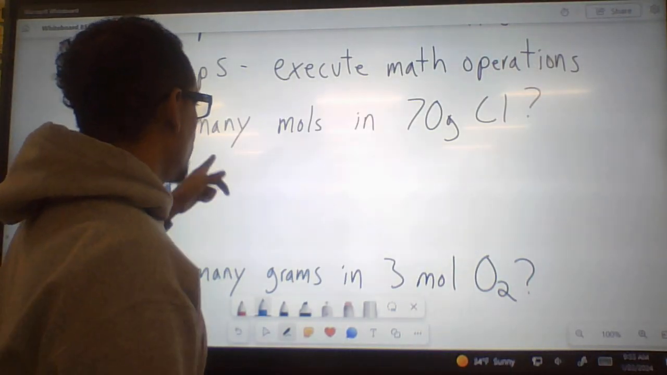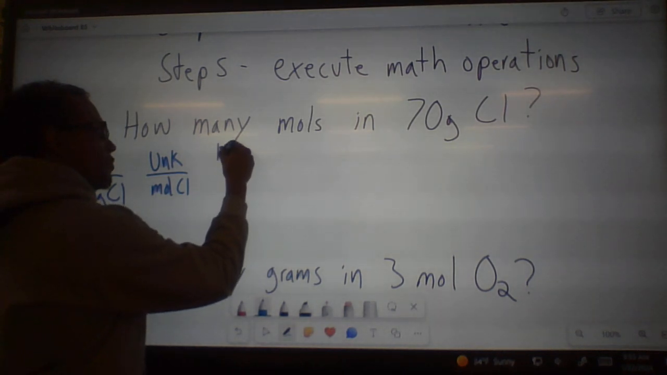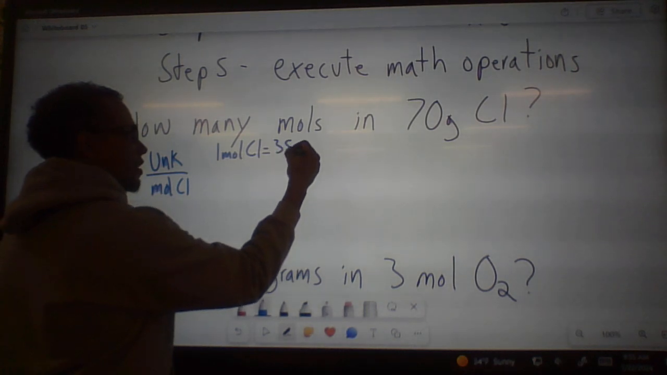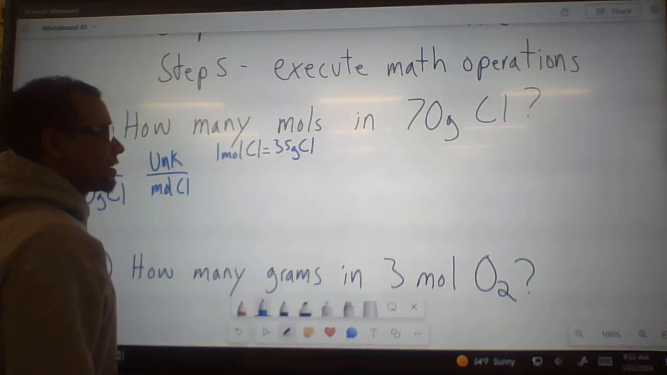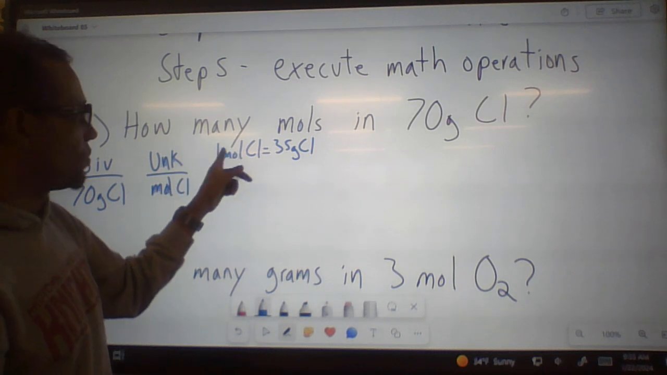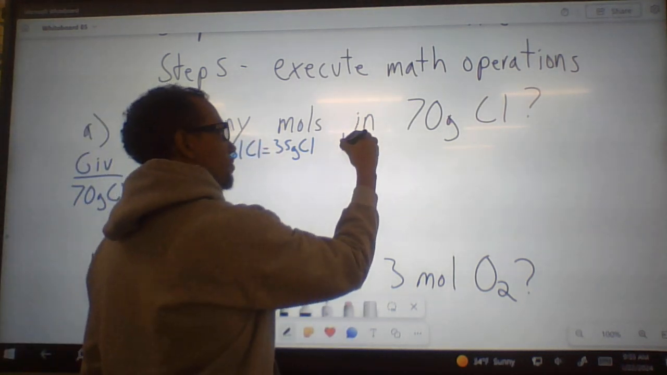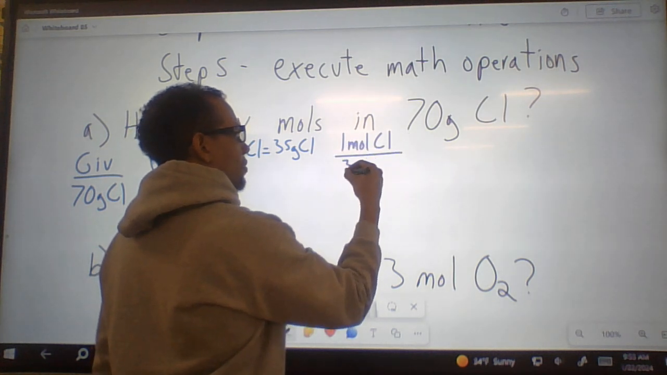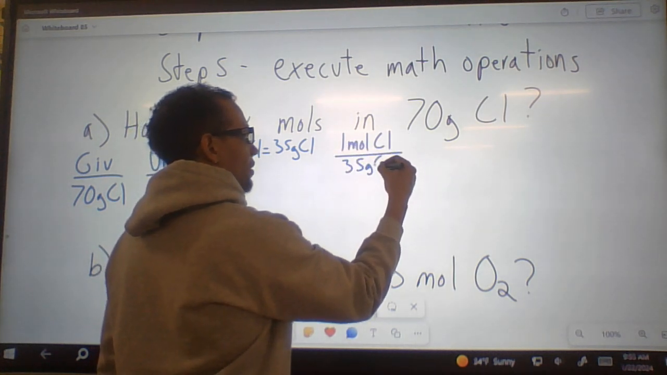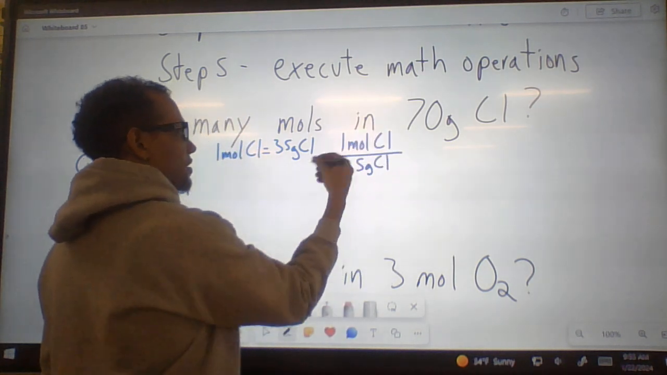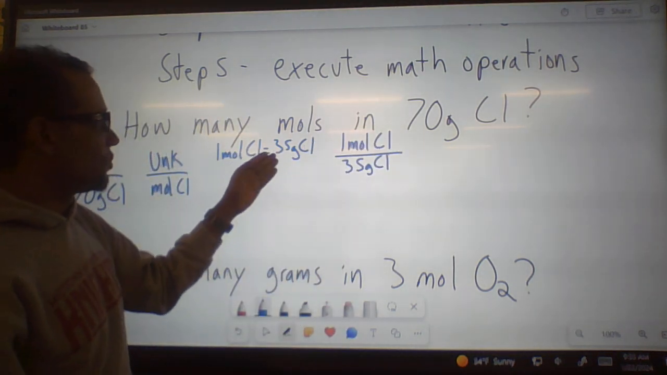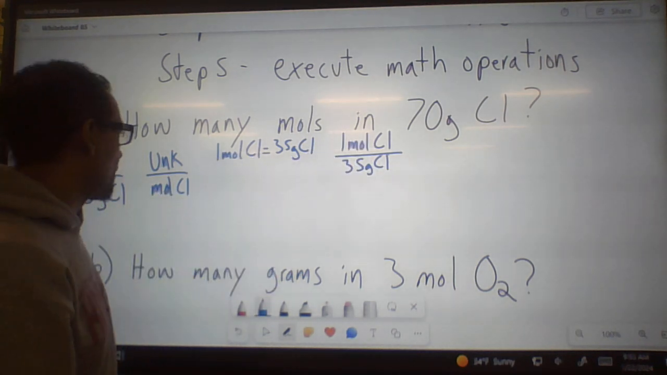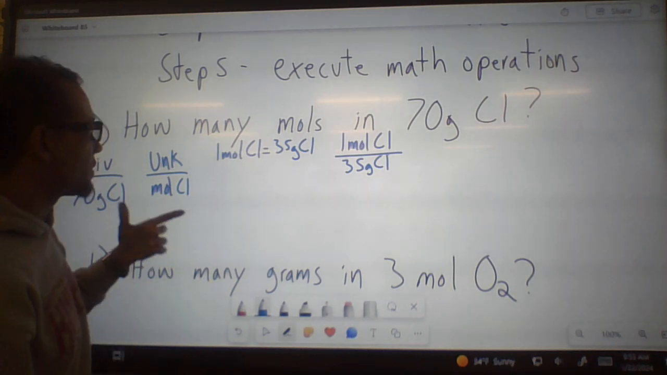All right, so I have an equation. I know that for every 1 mole of chlorine, that's going to be equal to 35 grams of chlorine. I can also write this as a ratio. This is an equality, and an equality can be written as a ratio: 1 mole of chlorine, 35 grams of chlorine. You can write an equality with an equal sign, or you can write it as a ratio. All right, so let's go back to step number one.